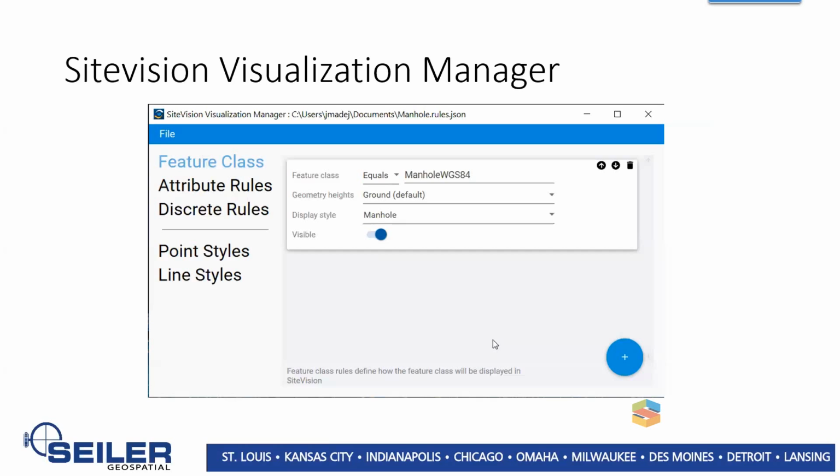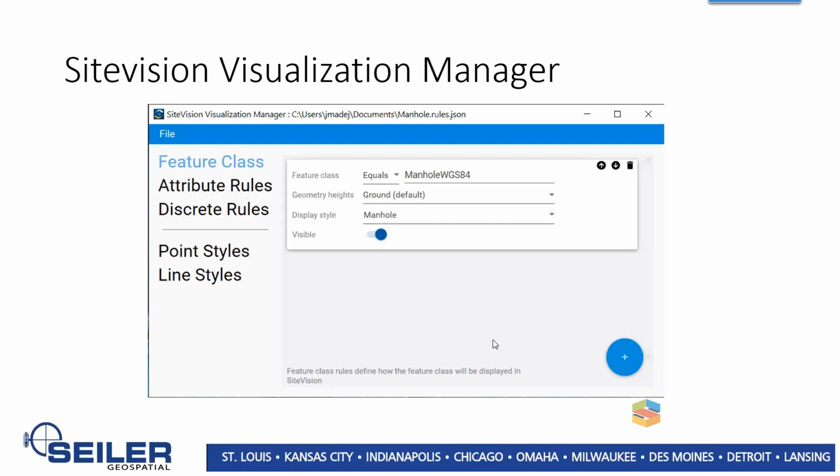Trimble also has a free SiteVision visualization manager. What this will do is you can use this with any GIS tool. What you see here is I took the feature class, labeled as manhole, WGS84, my ground geometry is heights, and I want the display style to be a manhole.